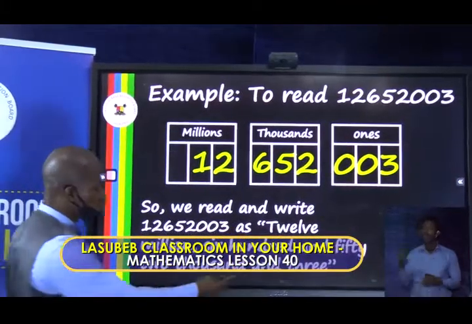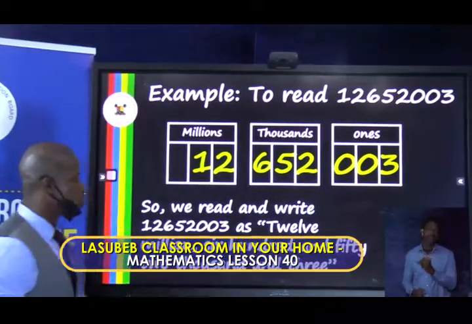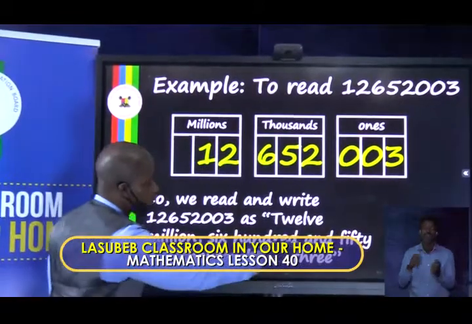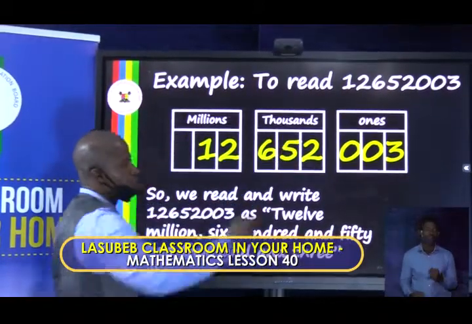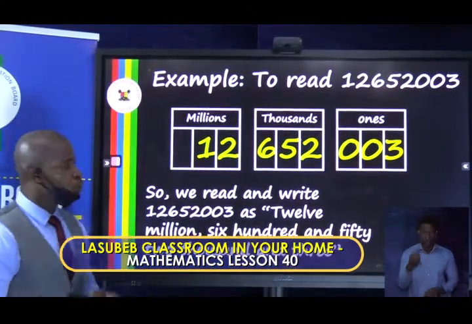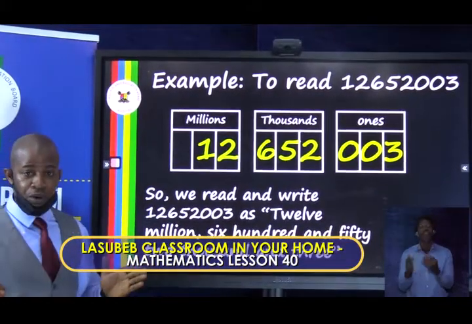652,003. So you don't introduce your "and" until you get to the last one. So you have 12,652,000. This other "and" that you see here is just the "and" connecting 652. Then finally you end it with "and 3." So the procedure is really very simple.